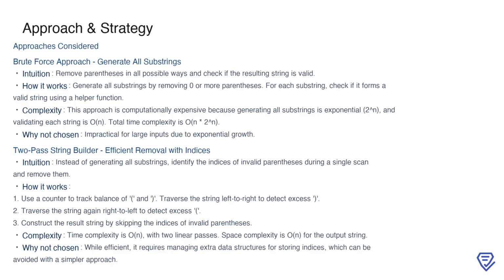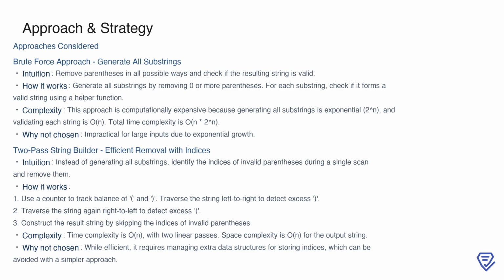Next, we have the two-pass string builder approach, which is more efficient. Here, we scan the string twice, once left to right to identify excess closing parentheses, and then right to left to identify excess opening ones. Using indices to track invalid parentheses allows us to construct the final valid string. This method has a linear time complexity of O(n), and avoids the exponential blowup of brute force. However, it requires managing additional data structures to store indices, which adds some complexity that can be avoided with a more streamlined solution.